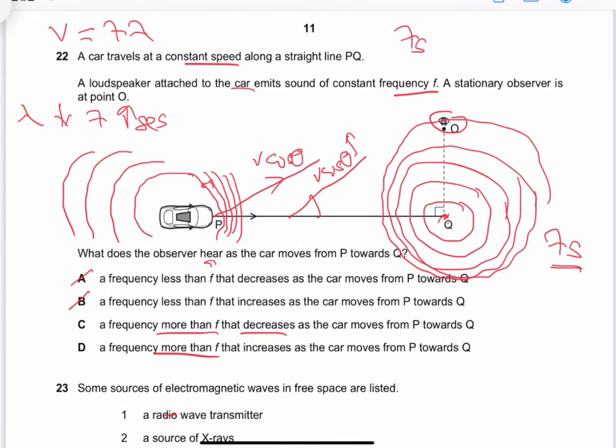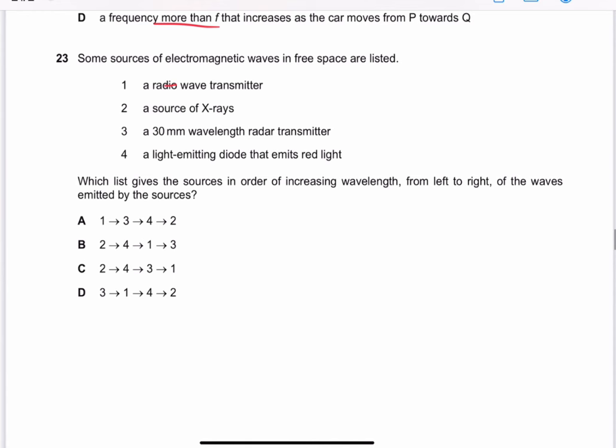Meaning that if it was more before Q, it has decreased to that same frequency F, meaning that there has been a decrease in that frequency as you have arrived at the point Q. So it was, but it was very tricky. It was not quite clear. Okay, so moving on to question 23.